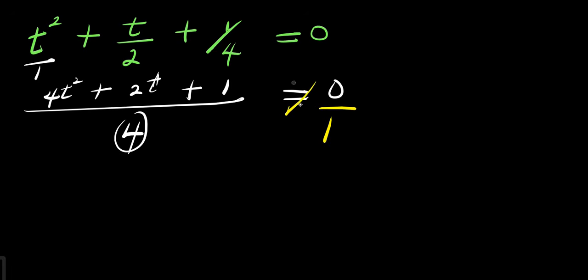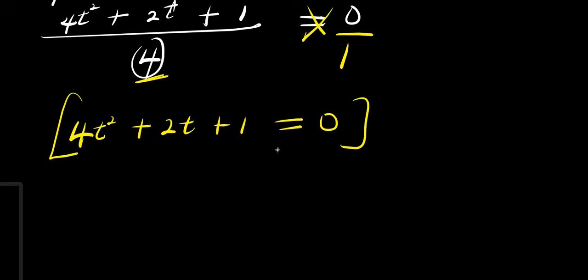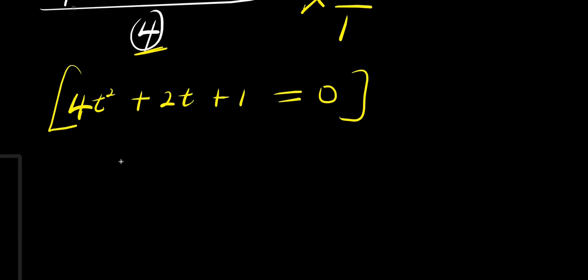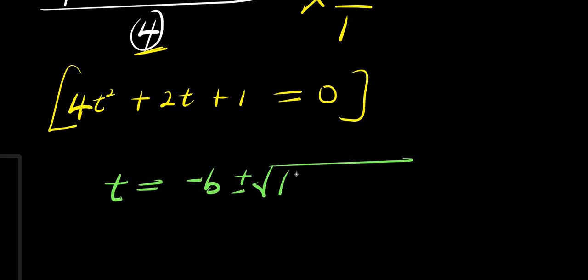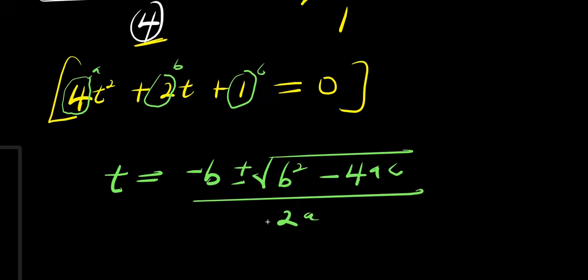From here, this is over 1, I can cross multiply. 4 will multiply 0, and this will multiply 1. I have 4t squared plus 2t plus 1 equals 0. So this becomes a quadratic equation that we are going to solve. For the values of t, we can solve this using the formula method. I have t equals negative b plus or minus square root of b squared minus 4 times ac, divided by 2a. The coefficient of t squared here is our a. The coefficient of t is our b. This is our c.